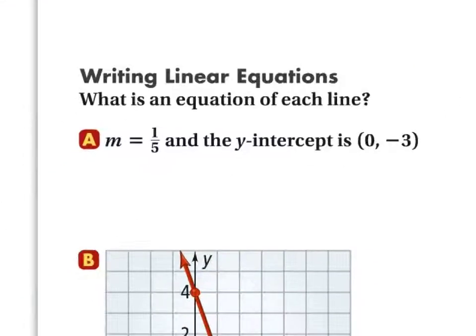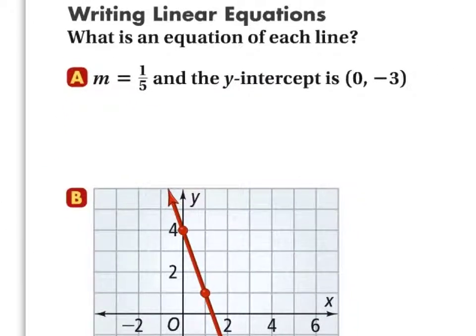Next type of problem is going to be down here, example A, under writing linear equations. We want to actually write the equation of a line. They tell us m equals 1/5, and they tell us the y-intercept is at 0, -3. We want to write the equation in slope-intercept form. So that means we've got to substitute in for m and b.